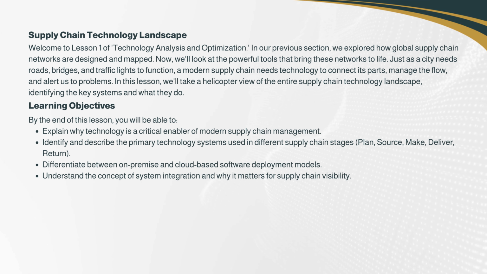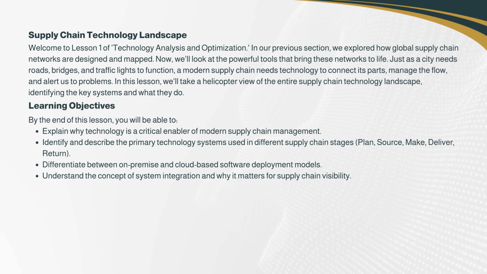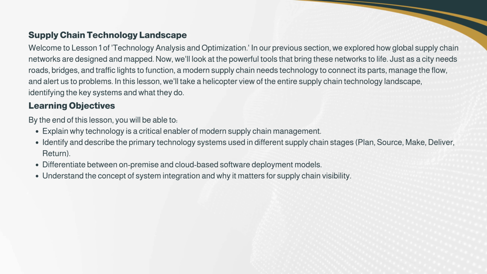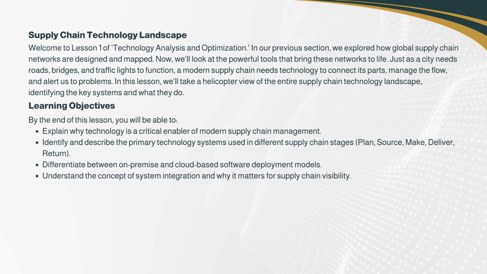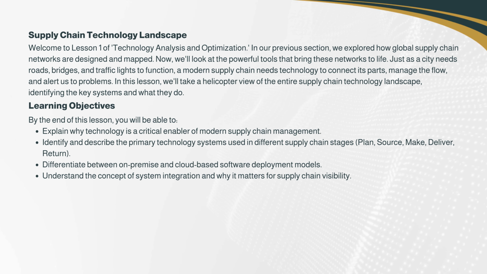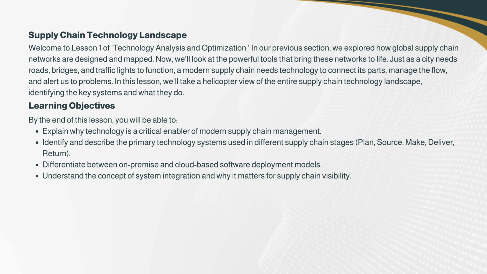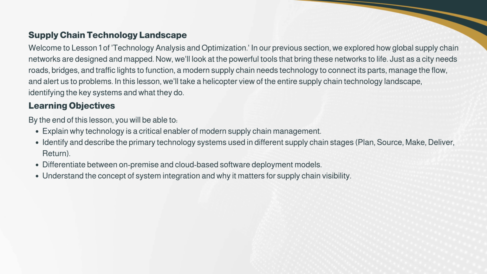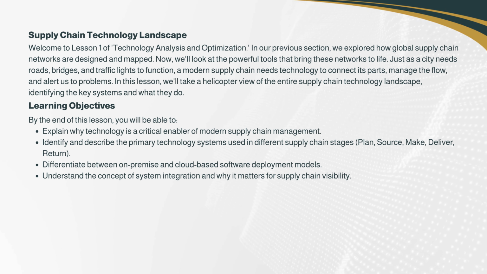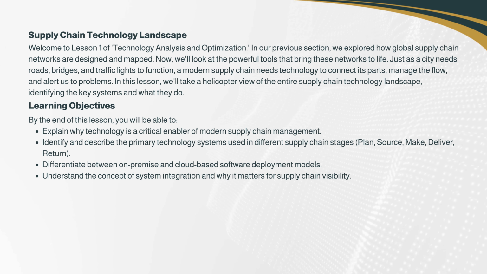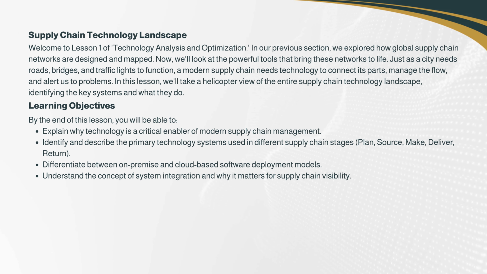By the end of this lesson, you will be able to explain why technology is a critical enabler of modern supply chain management. Identify and describe the primary technology systems used in different supply chain stages: plan, source, make, deliver, return. Differentiate between on-premise and cloud-based software deployment models. Understand the concept of system integration and why it matters for supply chain visibility.